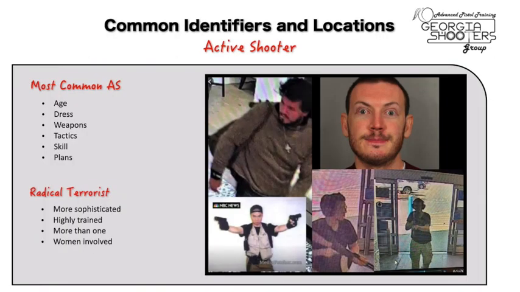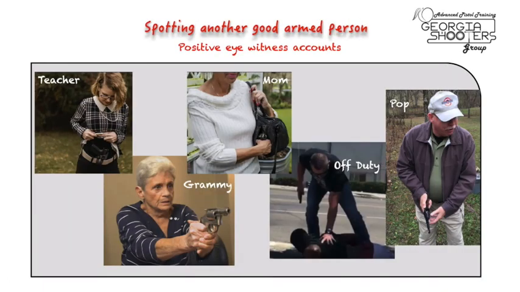We study common identifiers and most likely locations for active shooters, their age, what they look like, their tactics, skills, plans, and how that differs from a radical terrorist. We also study the remarkable success rate of armed citizens or good people who are armed and present, something you won't hear about in the mainstream media.